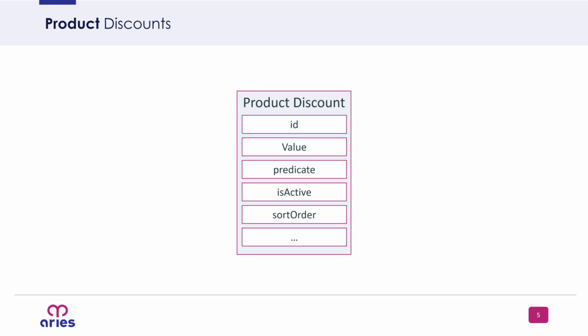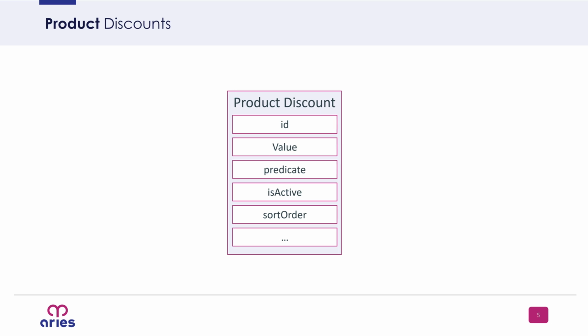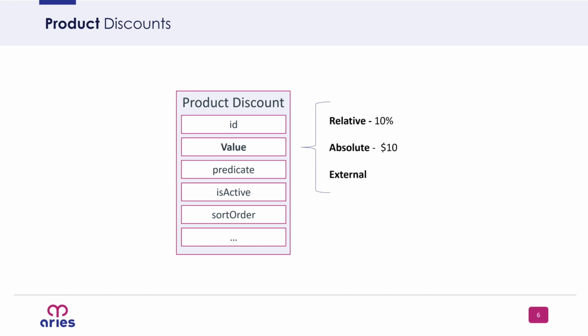With all objects in commercetools, you have standard fields like ID, date created, date modified, version, and others. We're not going to display all of those here. Instead, we're going to talk about the fields that are specific to product discounts and what they do. First up, let's talk about value. This represents the savings and how they work.